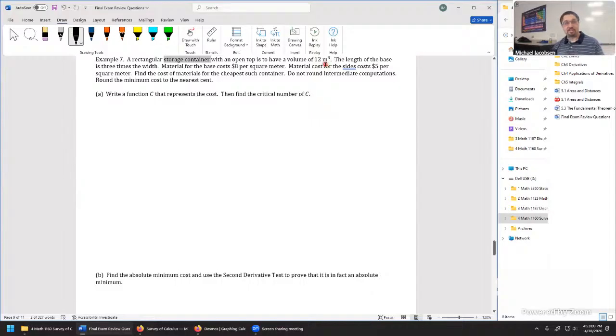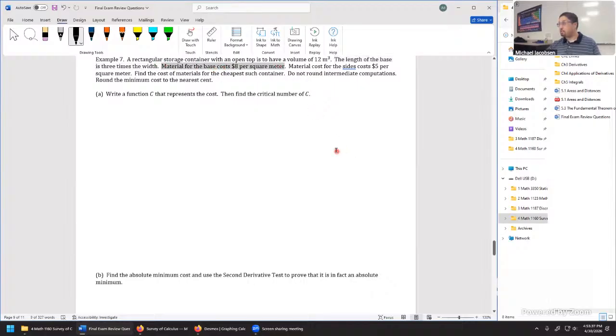So weird dimensions, weird costs of the sides. But let's read through it to see just what's going on. A rectangular storage container with an open top is to have a volume of 12 cubic meters, which is, again, gigantic. That might be used for something like a huge bin for mulch or a big trough for farming fish, something along those lines. The length of the base is 3 times the width of this rectangular storage container. When it says open top, the interpretation is no top whatsoever.